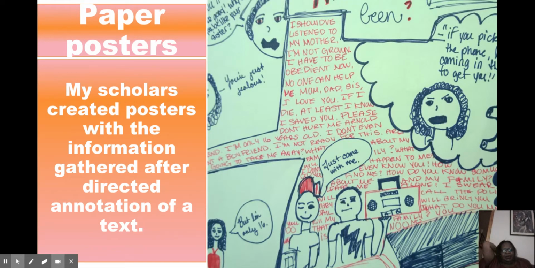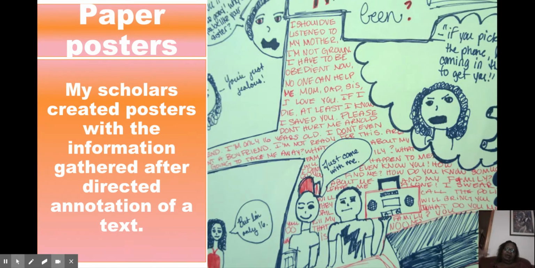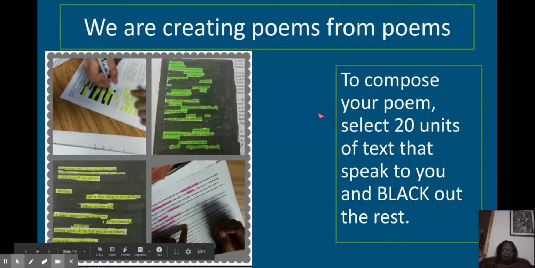This is paper posters. If your kids like to draw or doodle, they have the opportunity to create dialogue boxes, okay, that tell the meaning of a text. So they annotated to pull out important information first, and then they took that to create these different dialogue scenes. You can give them pages of text. So you can give them a copy of text from a textbook.